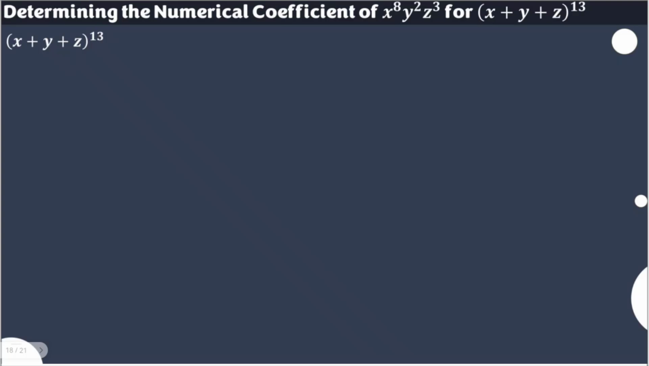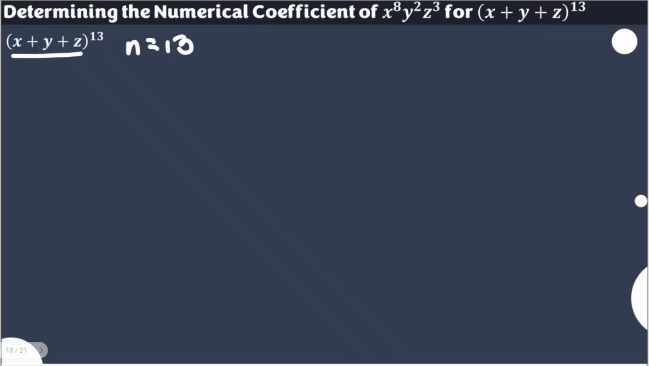We have learned how to expand a multinomial raised to an integer exponent n, just like this one here. We have x plus y plus z, and their sum would be raised to an exponent n equal to 13. In the previous video, we were able to expand when n is equal to 4.